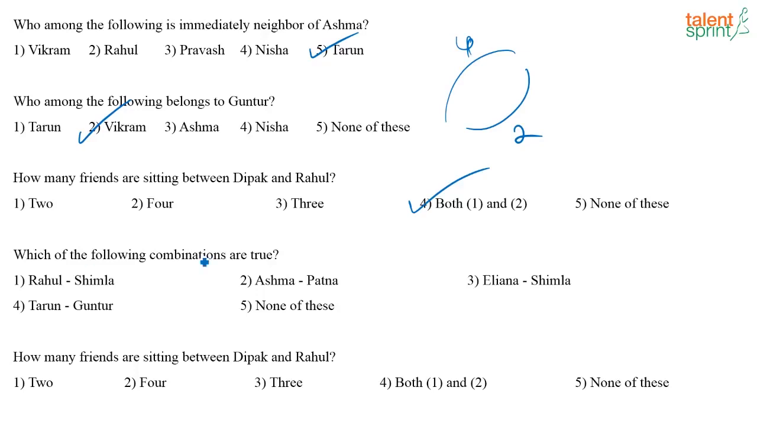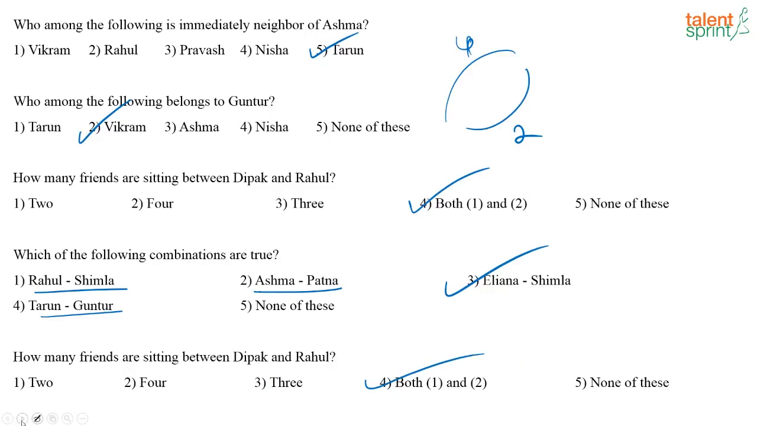Next, which of the following combinations are true? Rahul, Shimla. No, Rahul does not belong to Shimla. Tarun does not belong to Guntur. Ashma does not belong to Patna. And so it has to be Eliana who belongs to Shimla. So that is correct. Then, how many friends are... okay, again the same question is repeated, I think. Both 1 and 2.